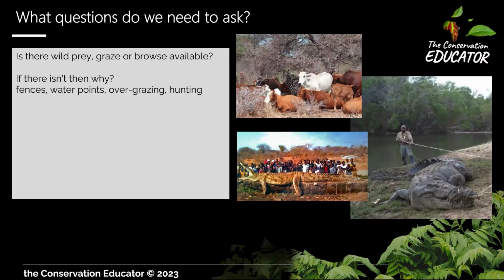Perhaps fences have been put up. Perhaps too many water points. I know that sounds crazy, but around a water point, if all the animals are coming, you get desertification. All the area around a water point is destroyed. So maybe you have too many water points. You need fewer water points so that the land between the water points is not destroyed. It's not overgrazed. Is there hunting?